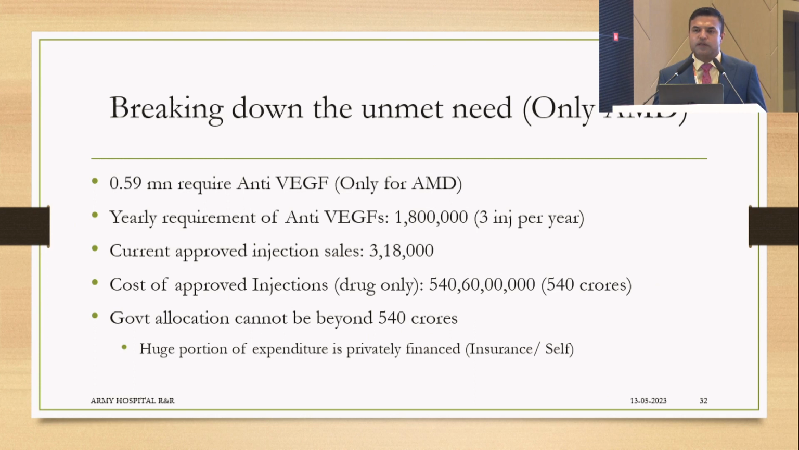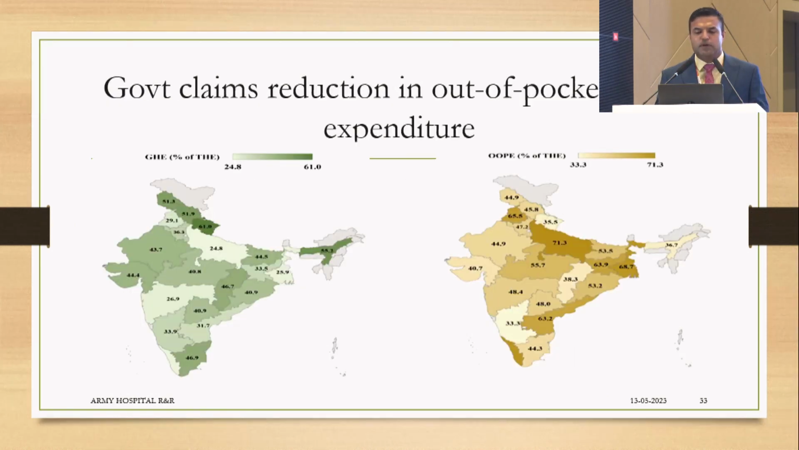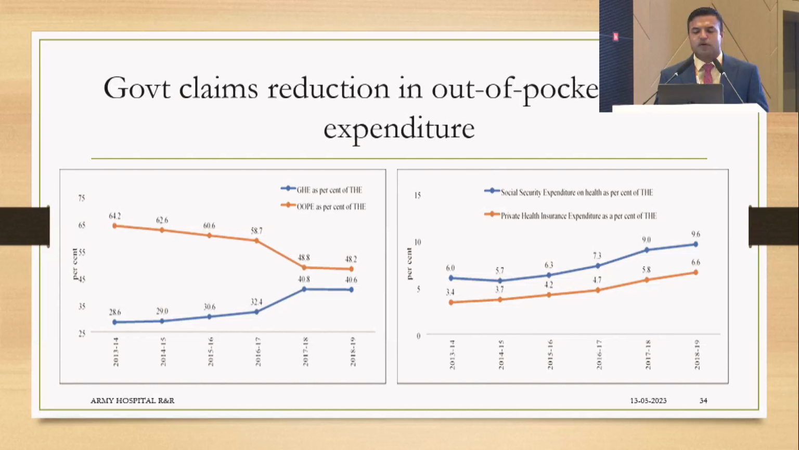Now, if we try to break down the unmet need, the requirement was of 18 lakh injections, while the approved drugs sold were only 3 lakh 18,000. So where are the rest of the 15 lakh injections coming from? Either they are not being given, so the patients are going without treatment, or that gap is being fulfilled by bevacizumab. The cost of approved injection alone is 540 crore, and that too only for one disease, which is AMD. The government allocation cannot be beyond 540 crores by any means. So there is a huge difference in the budget allocation and the treatment requirement. Government is claiming that they are reducing the out-of-pocket health expenditure.